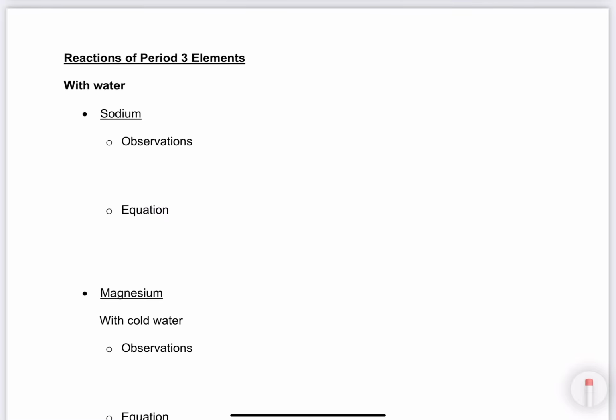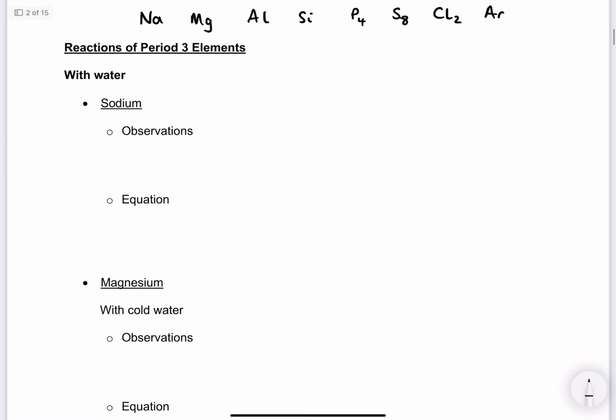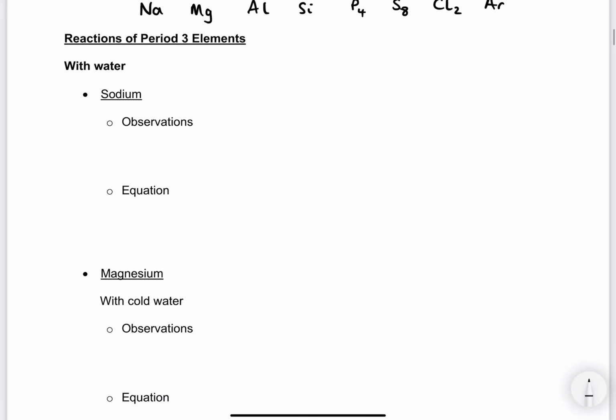So the first one we're going to look at is the reaction of sodium, because remember, the elements in period 3, starting at sodium, are sodium, magnesium, aluminium, silicon, phosphorus, sulfur and chlorine. The elements being P4, S8 and Cl2, and we've got argon as well, but we know that noble gases are unlikely to react. So we're going to start with sodium. We're going to do the equation first.